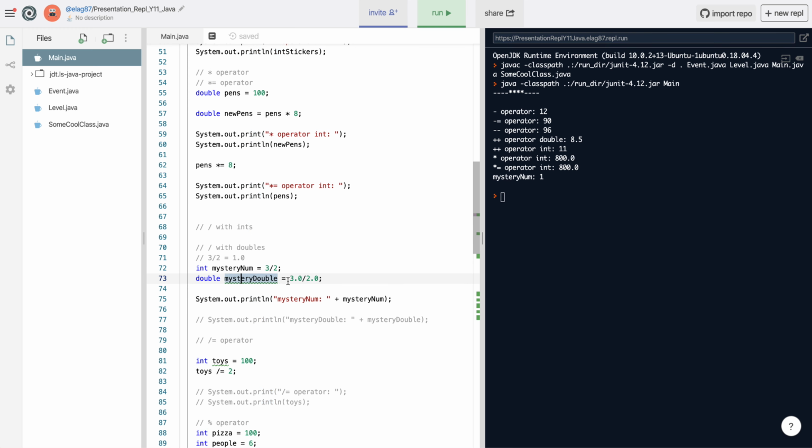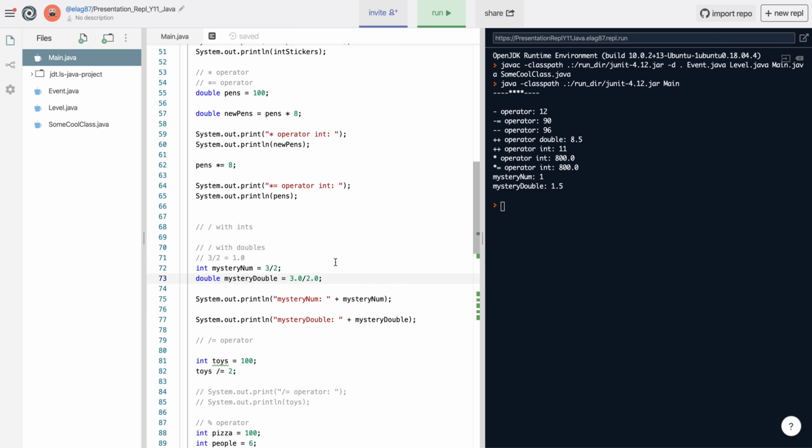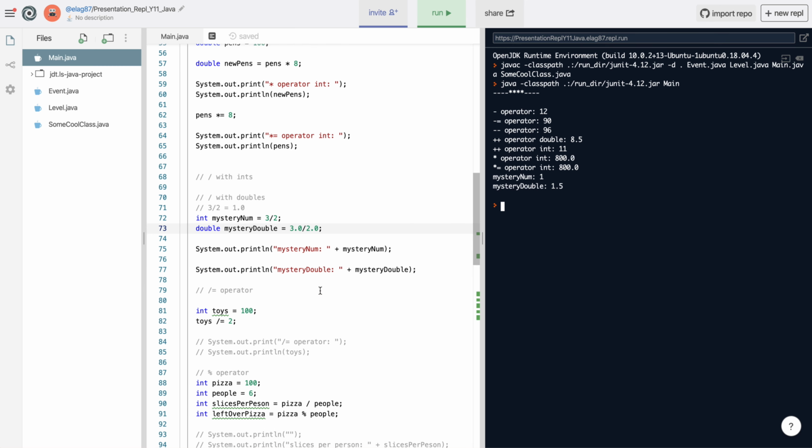Now, if I did 3.0 divided by 2, I would expect there to be 1.5 in this case, because doubles do have a 0.5, and we get exactly what we wanted.